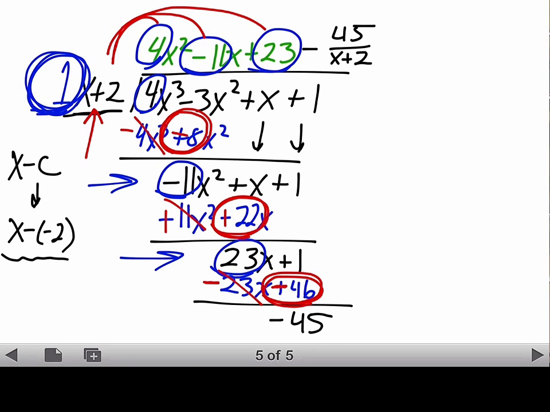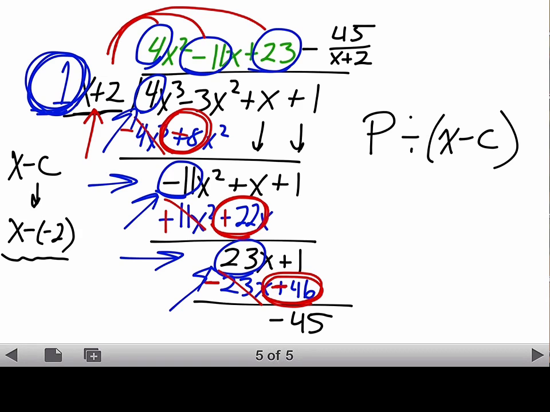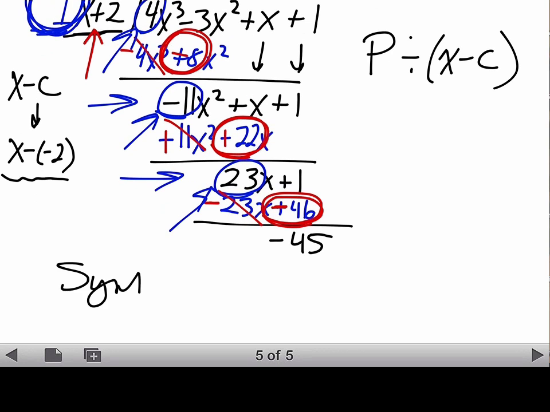So, the whole point of all this is that if I have a polynomial and I'm dividing it by something that has a form of x minus c, then because the numbers that I've highlighted are the ones that really matter, this process can be expressed in kind of a shorthand way. That process is called synthetic division. And synthetic division is really just a shorthand way to do what we've just done.